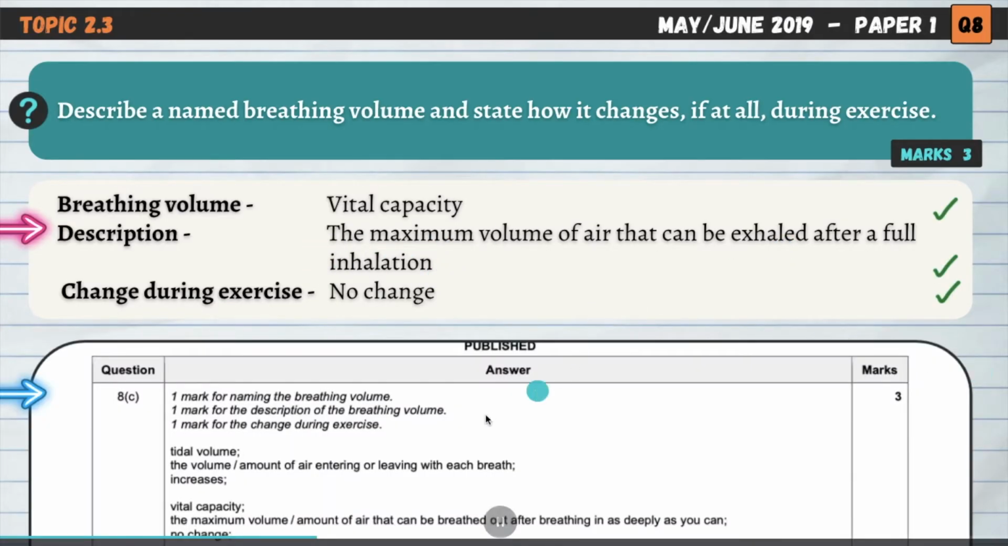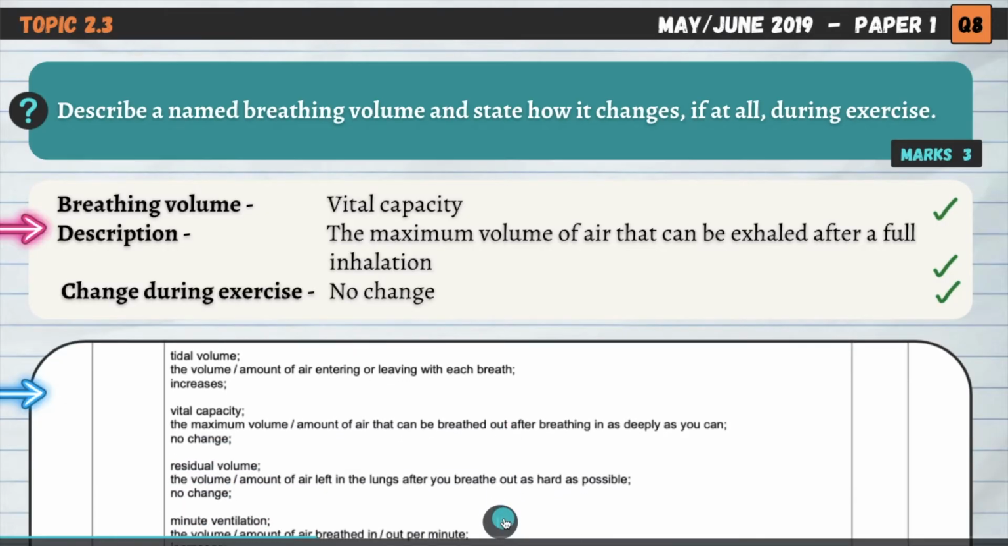Okay, let's just have a quick look at the mark scheme to verify that one and have a look at some of the other options of breathing volumes we could have talked about. So tidal volume was the first one, which is the volume or amount of air that enters or leaves with each breath. So this is more about the depth of our normal breaths. And these, of course, increase when we exercise due to the increased demand for oxygen.